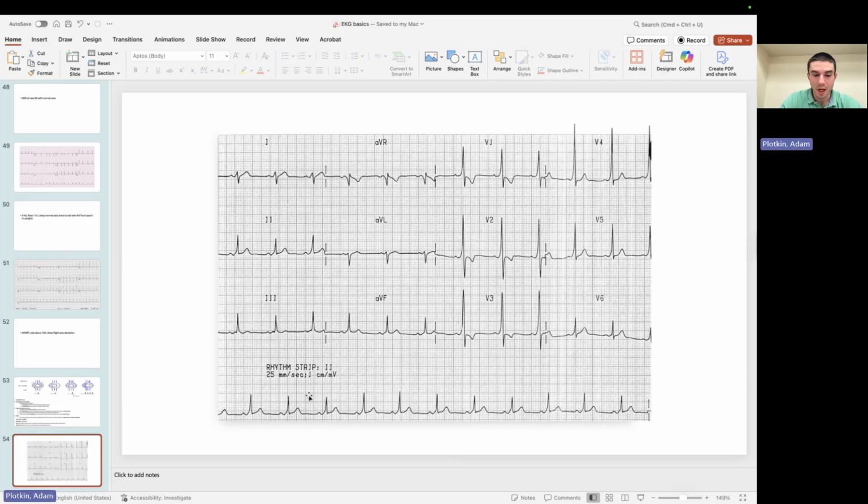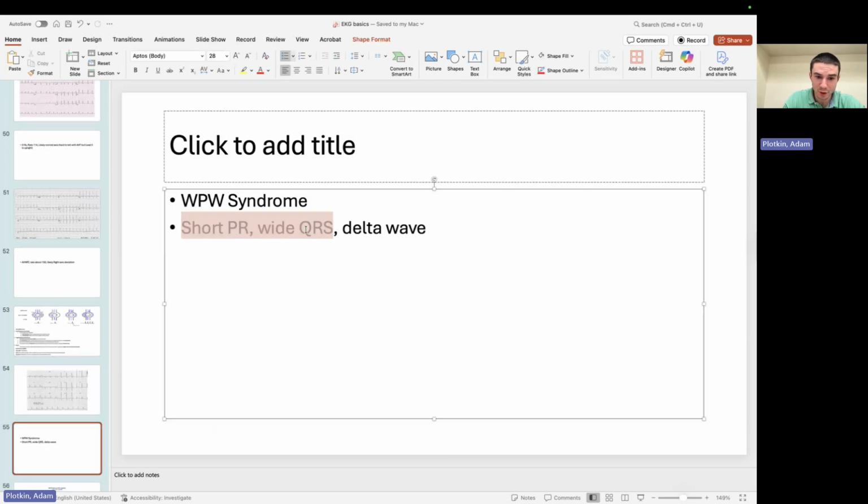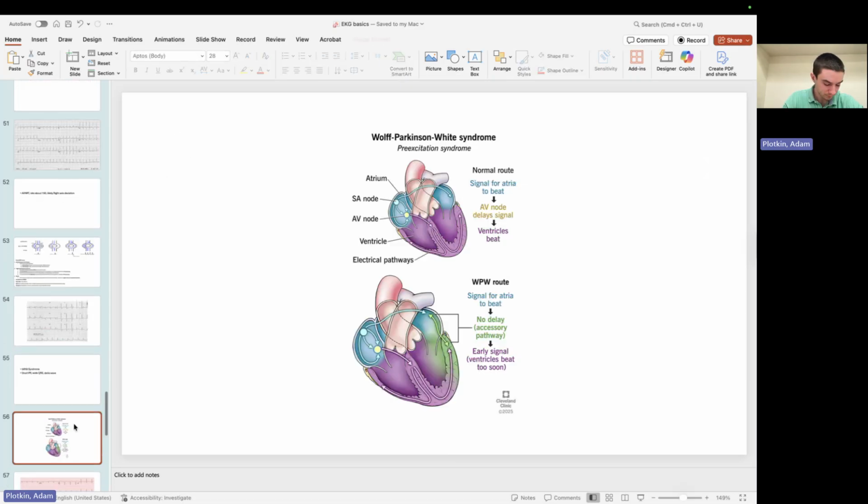All right, in this one, I see it's almost a classic EKG. We see an upsloping of the QRS, and we see a really short PR interval. When we have a short PR interval with an upsloping QRS, we call that a delta wave. The combination of the two is concerning for Wolff-Parkinson-White syndrome: short PR, wide QRS, and a delta wave, right?